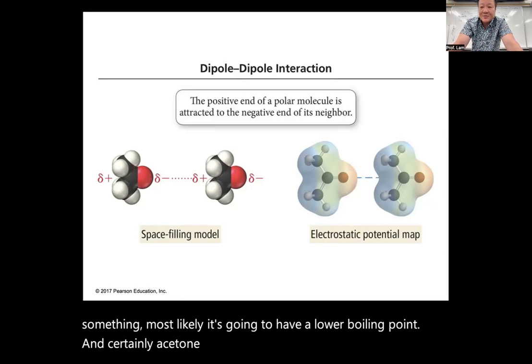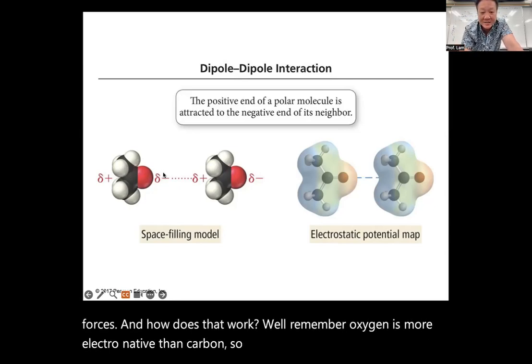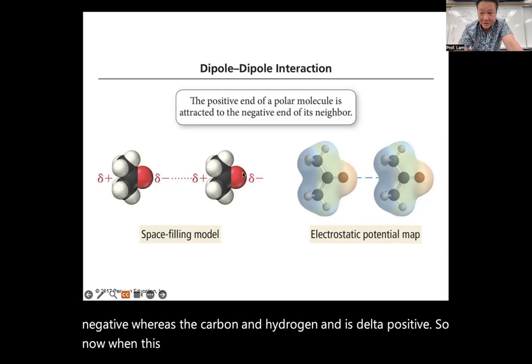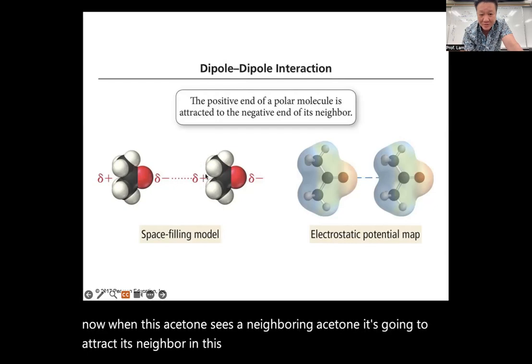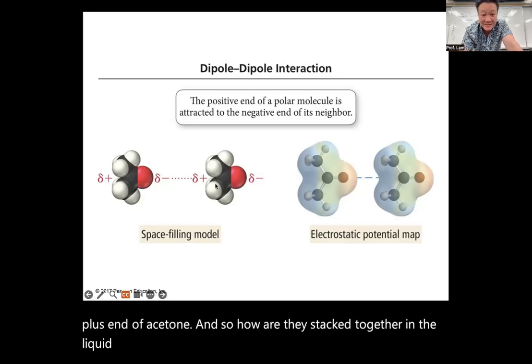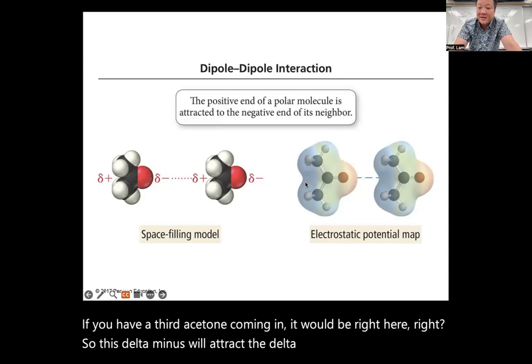Acetone, though, has dipole forces. How does that work? Remember, oxygen is more electronegative than carbon. So the oxygen end of acetone is delta negative, whereas the carbon and hydrogen end is delta positive. Now when this acetone sees a neighboring acetone, it's going to attract its neighbor in this way. The delta minus will attract the delta plus end of the other acetone. That's how they are stacked together in the liquid phase, just like this. If you have a third acetone coming in, it would be right here, so this delta minus will attract the delta plus of the other acetone.